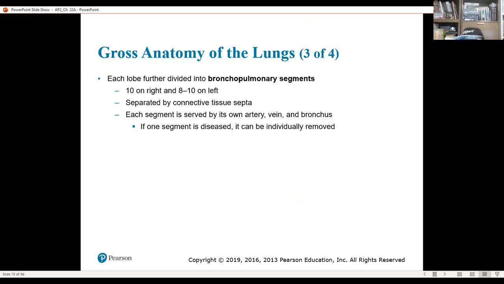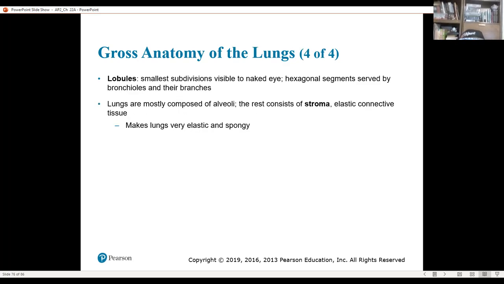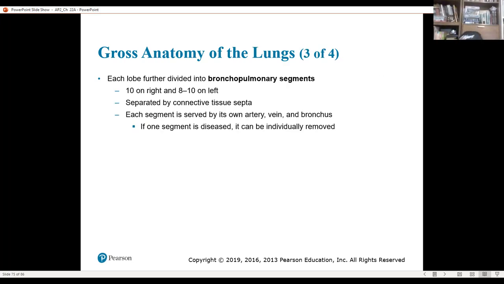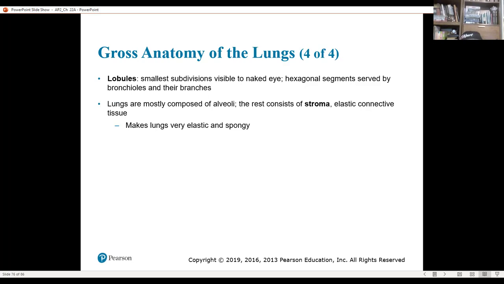So gross anatomy, each lobe is divided into bronchopulmonary segments. You have 10 on the right, somewhere around 8 to 10 on the left. They're separated by little septa, little walls made of connective tissue. Each segment has its own artery, its vein, and a bronchus. If one segment is diseased, it could be removed individually without affecting the others, because they all have their own blood supply. Lobules are smaller than the bronchopulmonary segments. So lobe, bronchopulmonary segment, lobule.